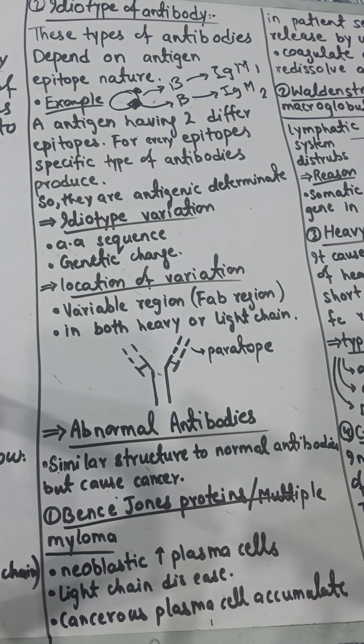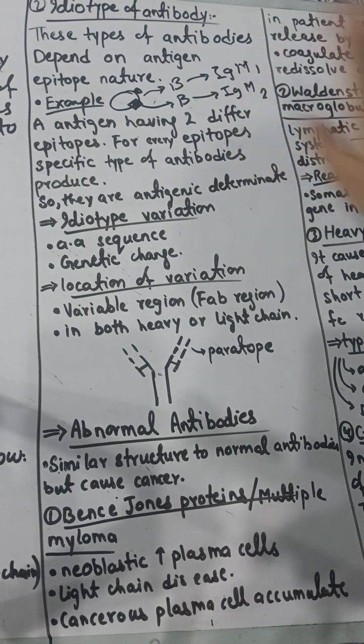It can become IgA, it can become IgG. It depends on the epitope. It depends on the nature of the antigen. If the nature of the antigen is that, then the specific kind of antibody will be produced. I have just given you an example here. You can write any kind of antibody here. You can write anything here.